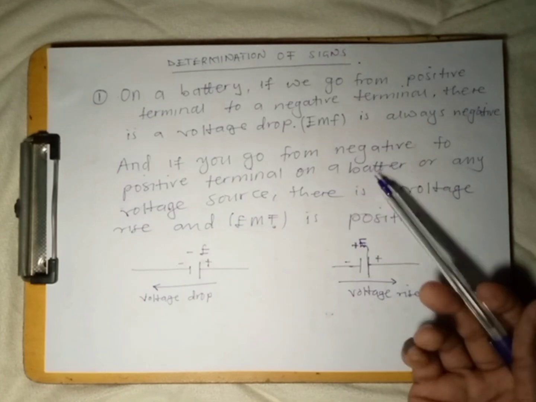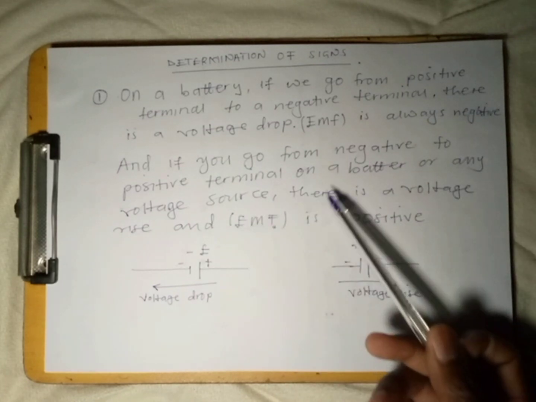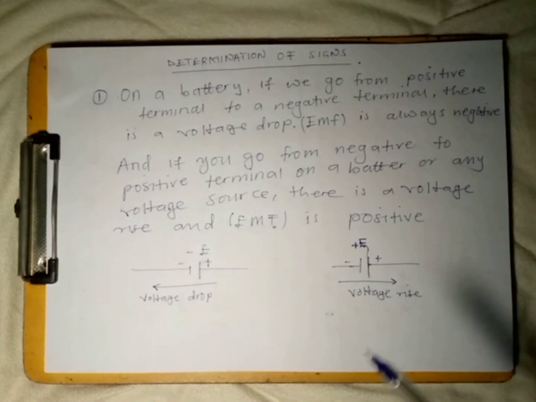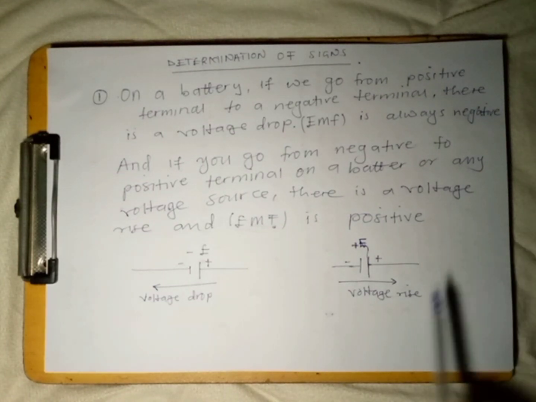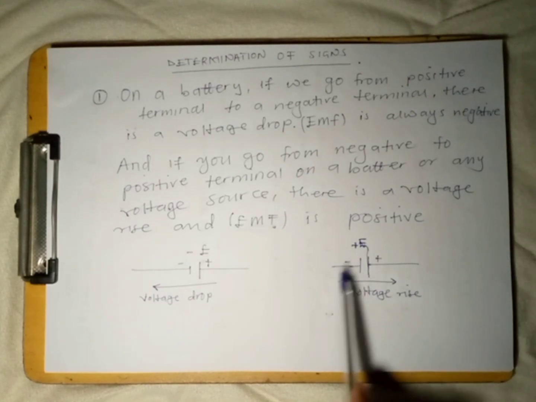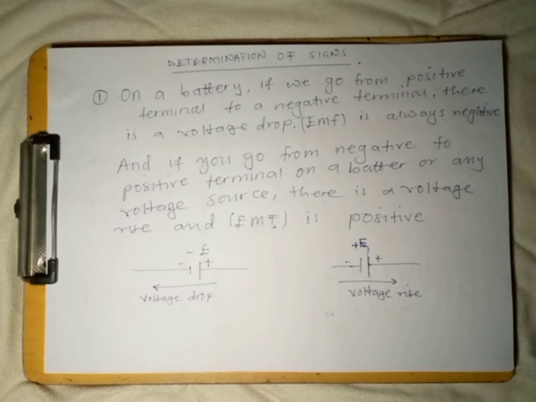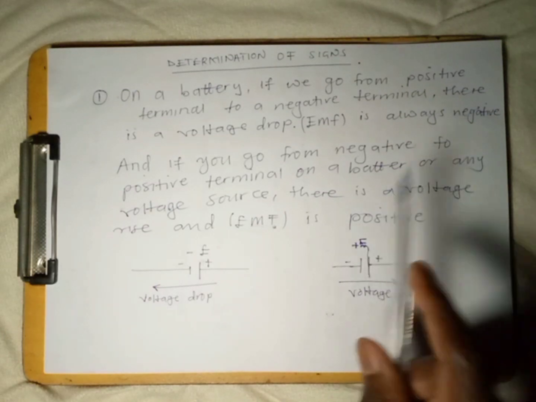And if you go from the negative terminal to the positive terminal on a battery or any voltage source, there is a voltage rise, meaning that I'm moving from the negative terminal to the positive terminal. When do you apply this condition? This condition mostly applies whenever you want to use KVL, Kirchhoff's voltage law. If you come to the issue of using Kirchhoff's voltage law, we are going to be applying these same conditions.